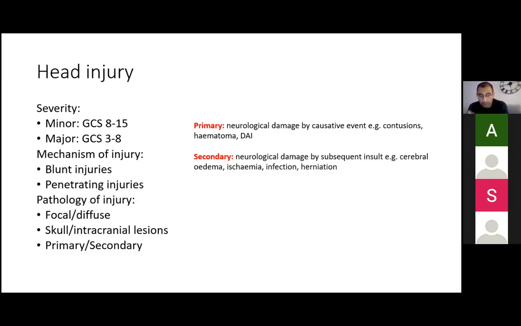And then primary versus secondary. Primary head injuries would be neurological damage due to the actual event. So this could be contusions, hematoma, diffuse axonal injuries. And then secondary head injury is subsequent insults because of the neurological damage. And this is things like cerebral edema, ischemia, infections because of skull fractures, and herniations. So these things happen later on, because primary is from the direct head injury.